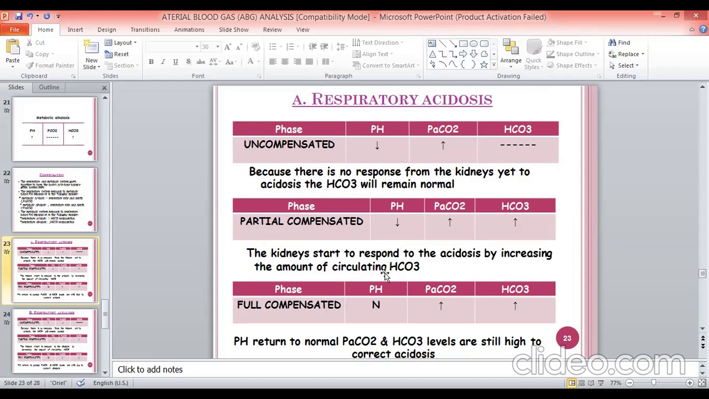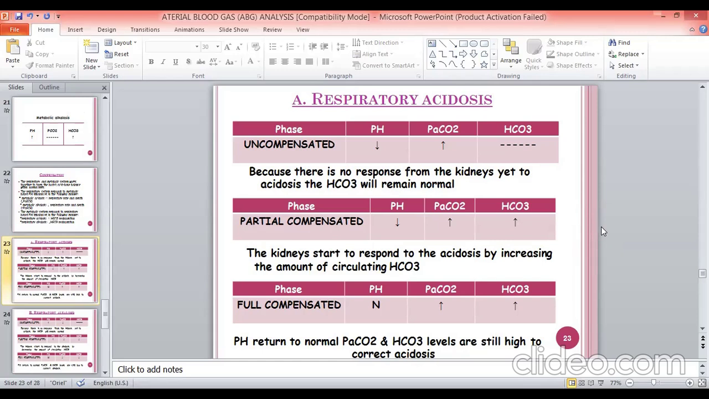Once the fully compensated mechanism occurs, pH comes to normal, while partial pressure of carbon dioxide is still increased and bicarbonate is still increased. So pH returns to normal, and partial pressure of carbon dioxide and bicarbonate levels are still high to correct the acidosis. So this is the compensatory mechanism during respiratory acidosis.